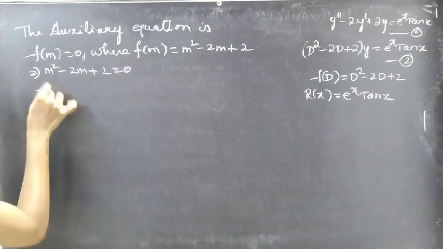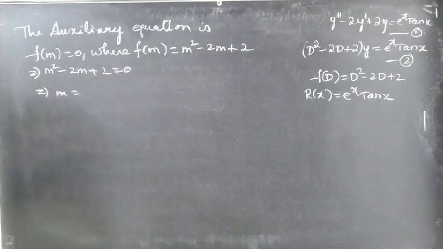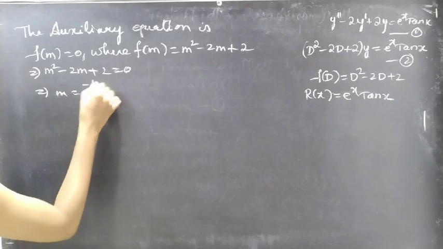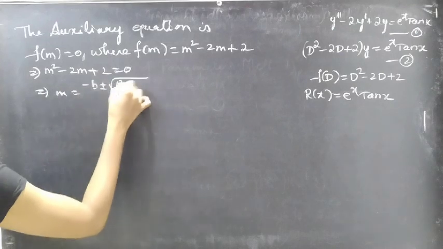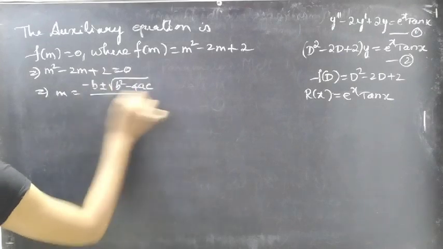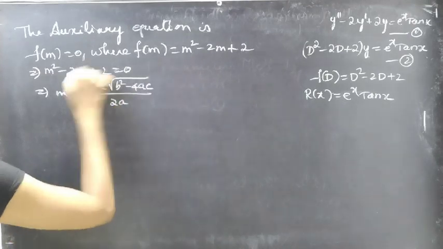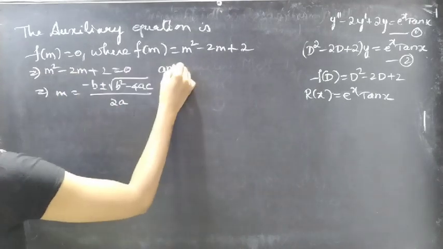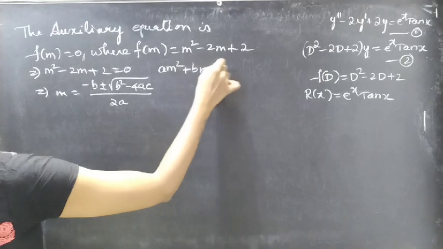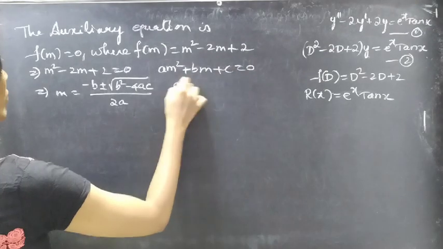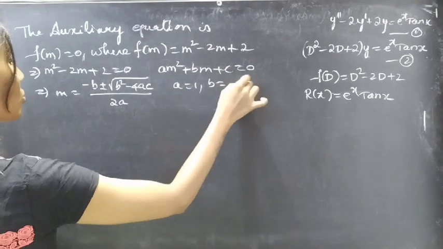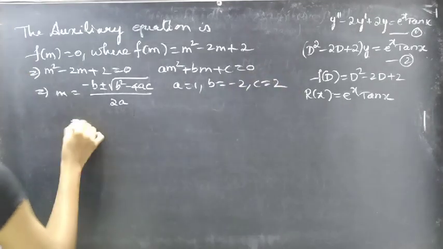Now we need to find roots to this equation, so we are going to use the quadratic formula: minus b plus or minus square root of b square minus 4ac by 2a. In order to find a, b, c, just compare this equation with the quadratic equation a m square plus b m plus c. We'll get a equal to 1, b equal to minus 2 and c equal to 2, right?